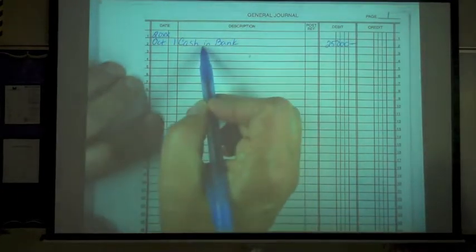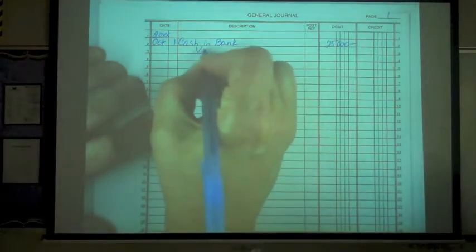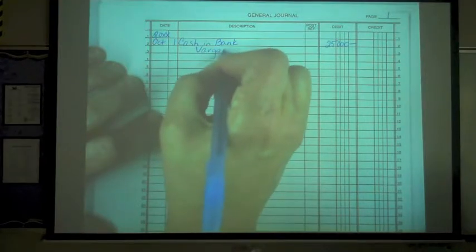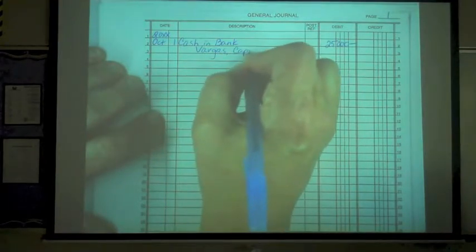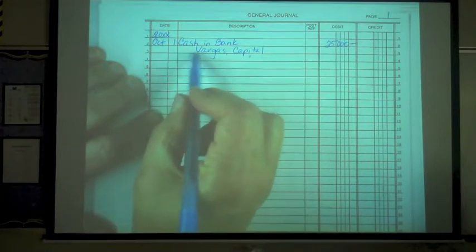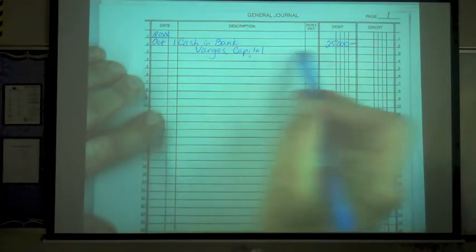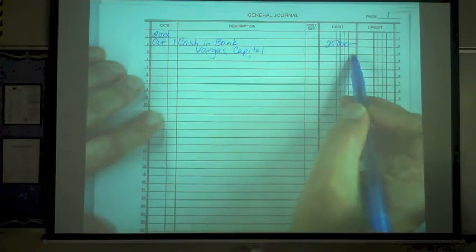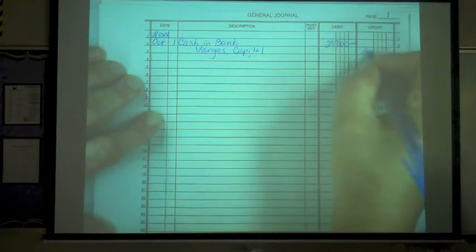If cash was our debit, then Krista Vargas Capital was our credit. And notice I indented about a ½ an inch. You're going to follow straight across, go over the debits, and on credits we're going to record 25,000.